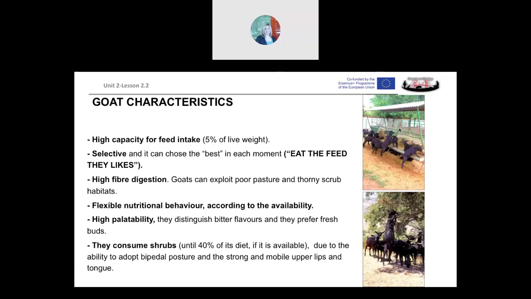One very characteristic thing is that they can consume scrub or trees, and if they have these trees or scrub available, the diet could be based on this up to 40%. So we have to take this into account, because if, for example, we have a land where we don't want the goats to make any damage in the trees, it's important to know that they can do it, and this is because they can adopt a bipedal posture. Also because they have very strong and mobile upper lips and tongue, this enables them to consume scrub.